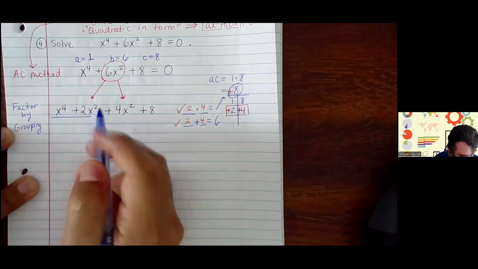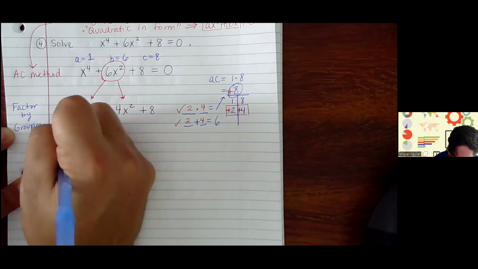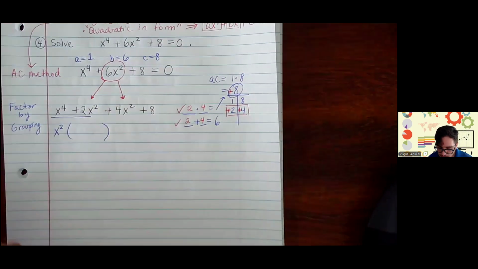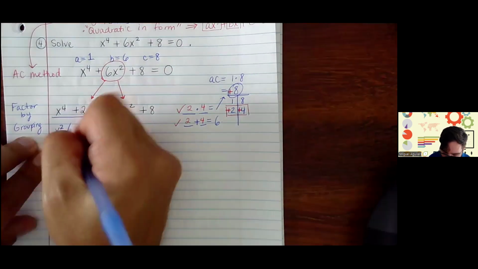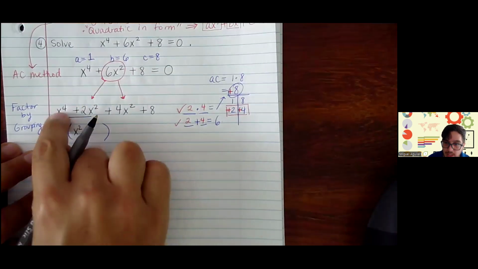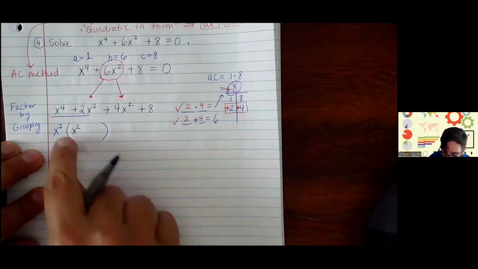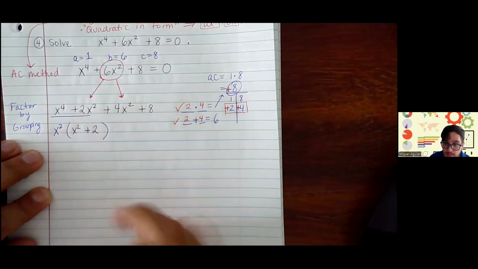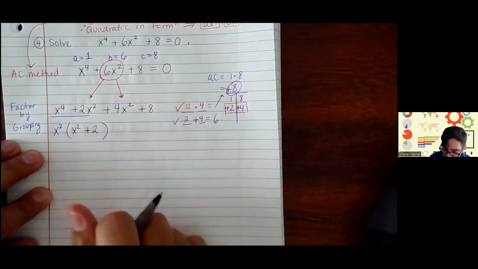So these first two terms seem to have an x squared in common. I'm going to open up some parentheses there. And here, be very careful. We need another x squared in order to get the x to the fourth power back. And then we need to multiply a 2 to get the 2x squared back. And now that makes sense.